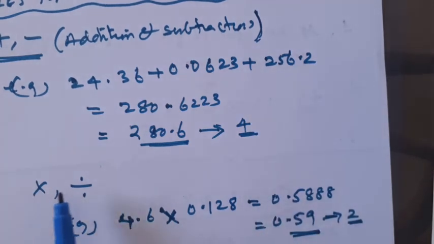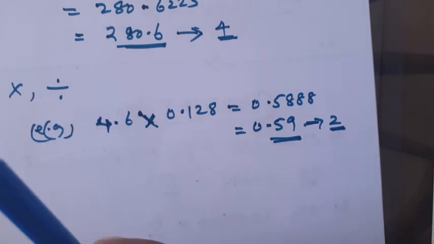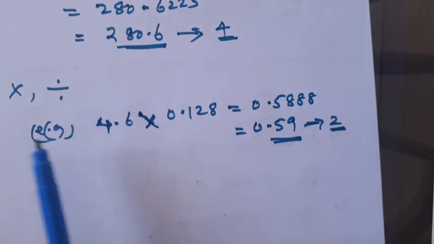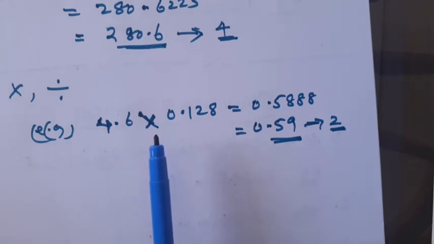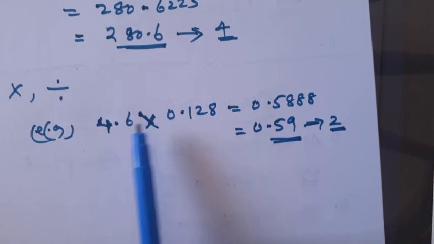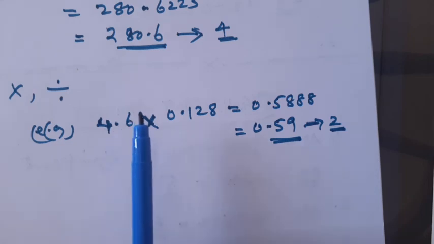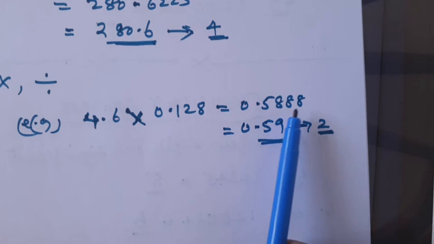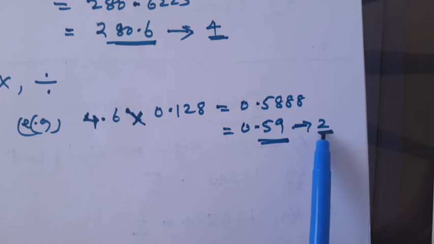Then coming to multiplication and division, the final result should retain as many significant figures as there are in the original number with the least significant figures. So here in these two data, the least significant figure is 4.6, which is having 2. So your answer should be expressed in 2 significant figures only. Clear? Now multiplying these two, we are getting 0.5888, which is rounded off to 0.59. So here the significant figure is just 2.